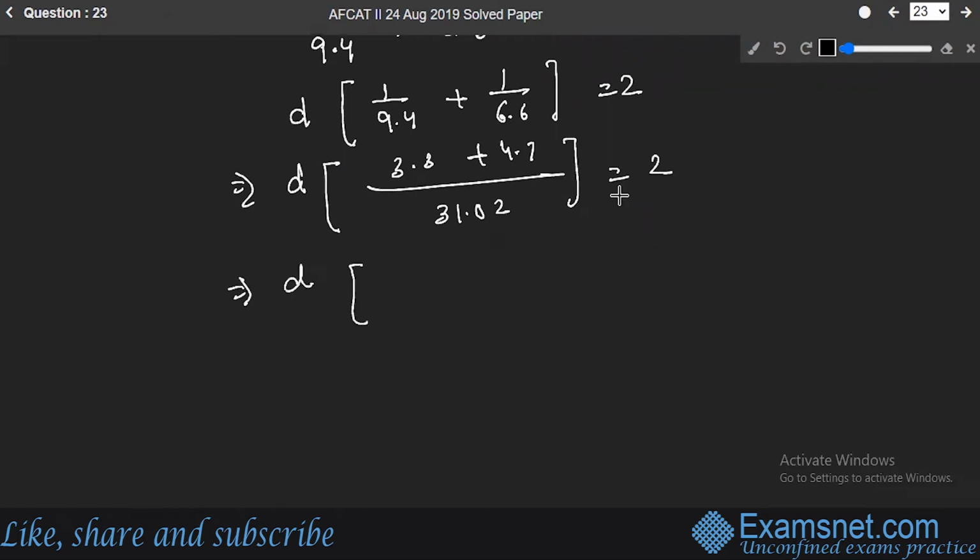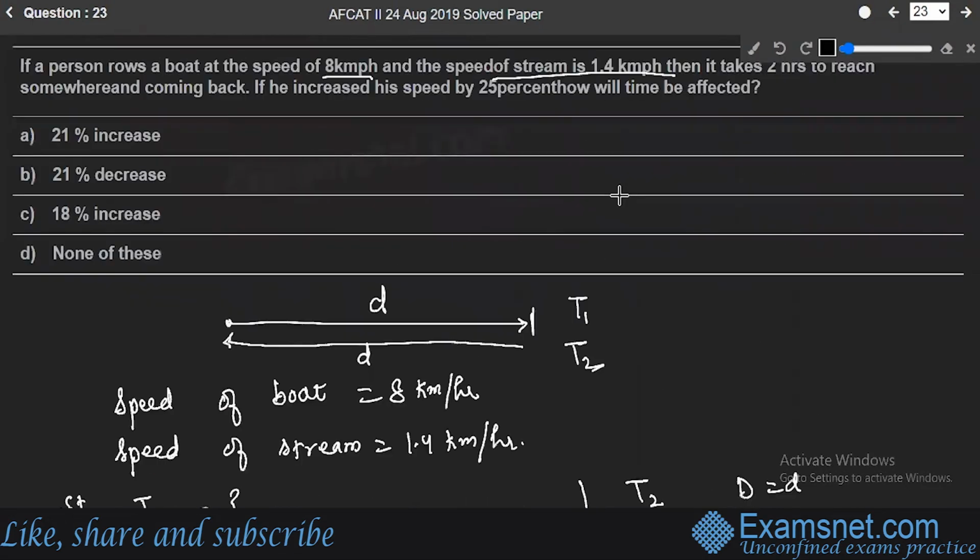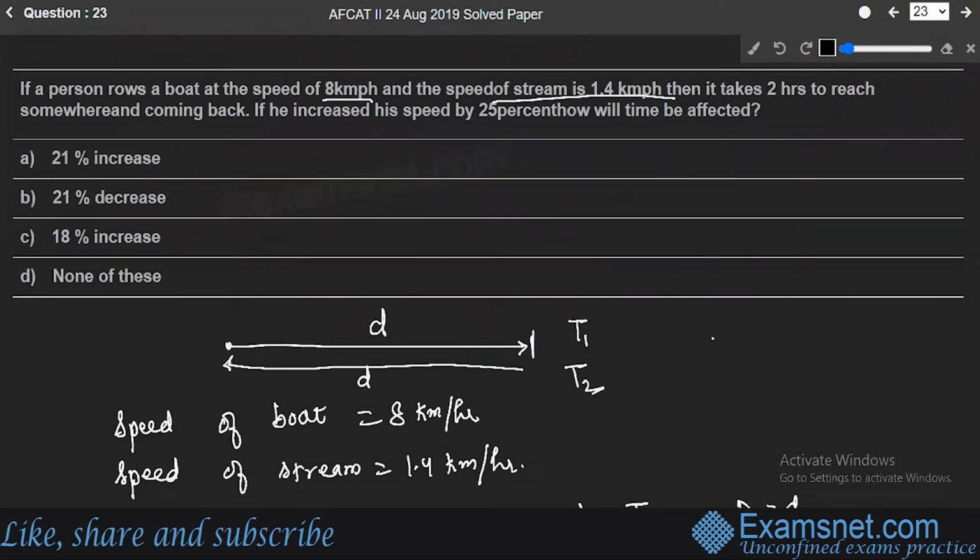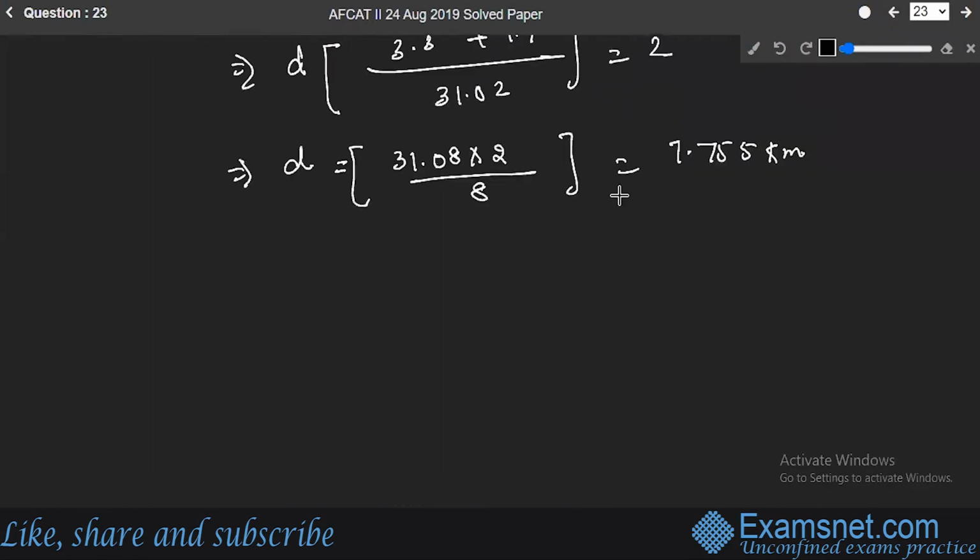This will give D is equal to, you will solve the whole thing, you will get 31.08 into 2 upon 8. This is D. This will be 7.755 kilometers. Okay, so that means one-sided distance you have calculated here. The D has come out to be 7.755 kilometers. Right.